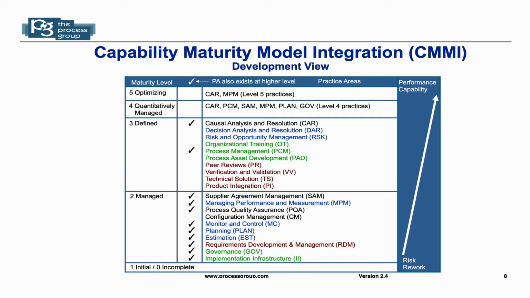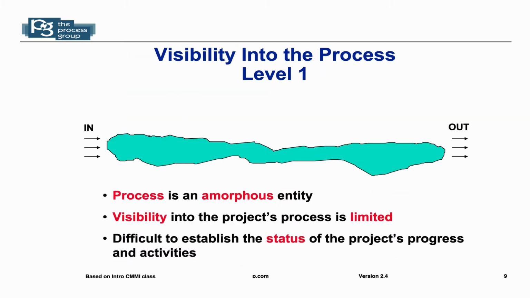The CMMI is a 5-level roadmap where you can start off at level 1, with level 0 at the very bottom, and then progress over time to a high level of maturity or process maturity.